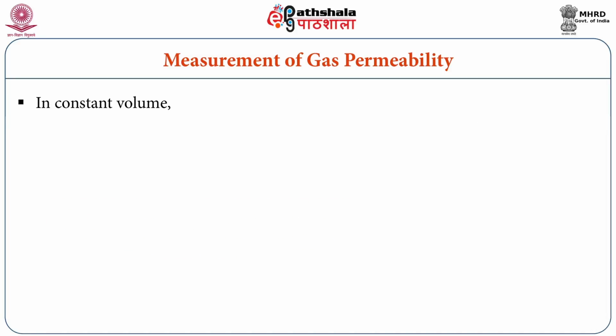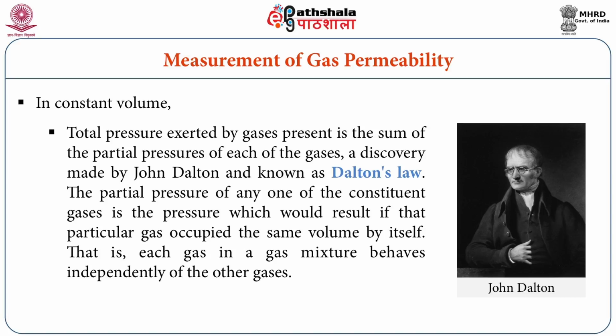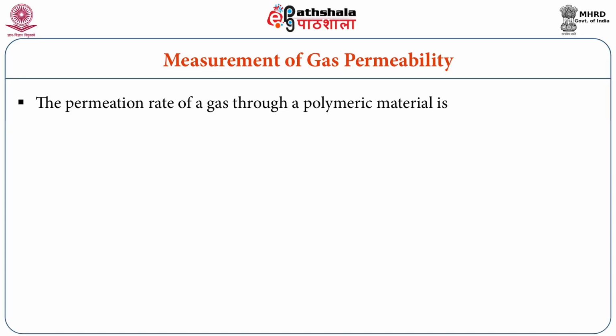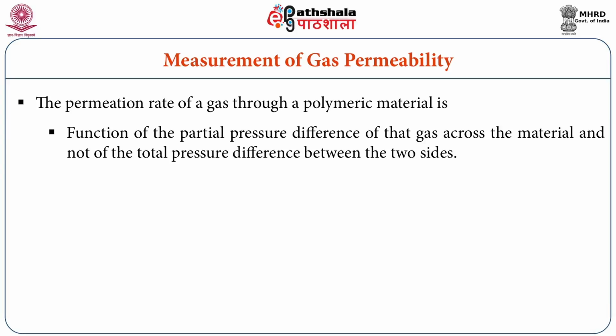In constant volume, total pressure exerted by gases present is the sum of partial pressures of each of the gases, a discovery made by John Dalton and known as Dalton's law. The partial pressure of any one of the constituent gases is the pressure which would result if the particular gas occupied the same volume by itself, that is, each gas in a gas mixture behaves independently of other gases. The permeation rate of a gas through a polymeric material is a function of partial pressure difference of that gas across the material and not of the total pressure difference between the 2 sides.